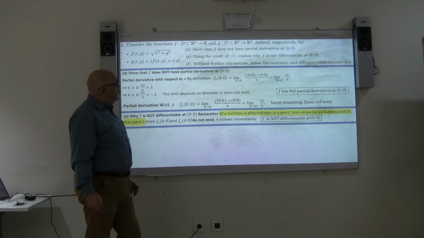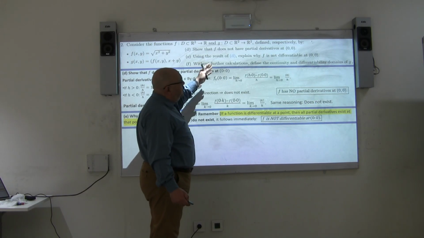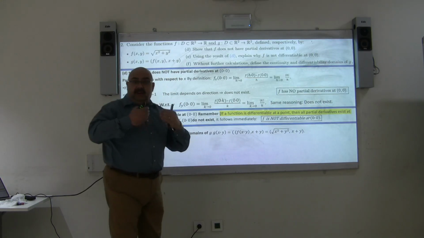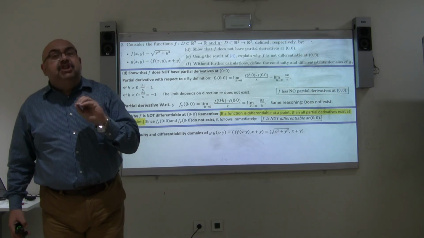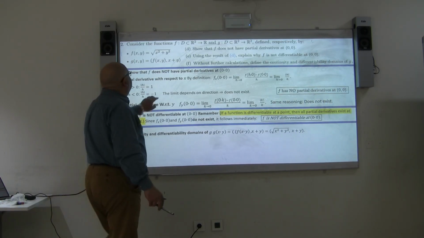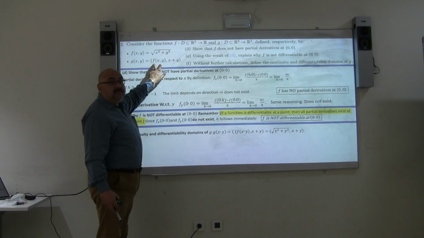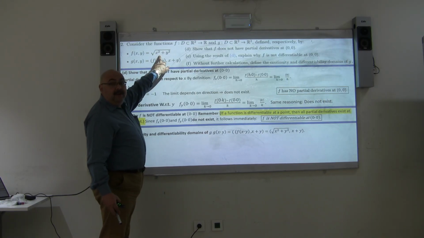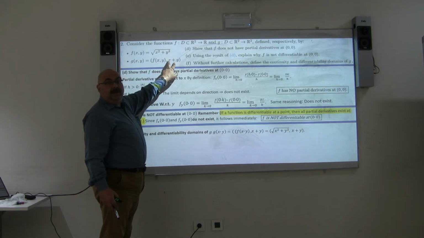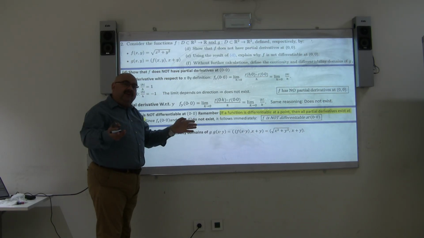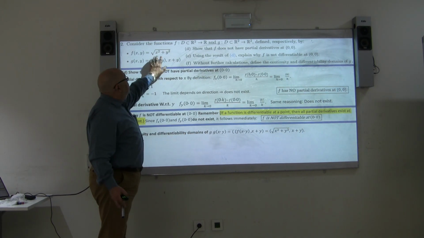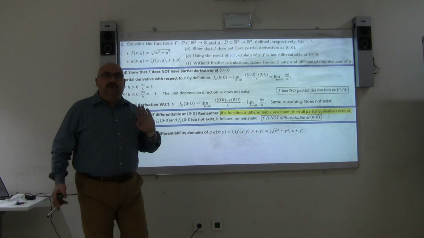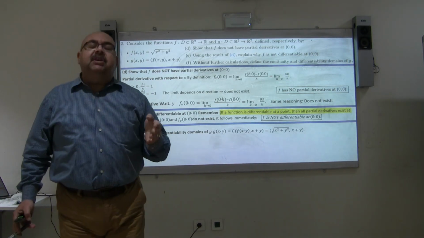For the last part, he's asking you, without further calculation, to define the continuity and differentiability domain of G. It is really very simple. Look at the value of G. G is a vector valued function. The first component is the root of x squared plus y squared. The second component is x plus y. X plus y is defined for all values in R2. Do you have a denominator or a problem? No. The root of x squared plus y squared is continuous. It's a root function, right? But it has a problem.